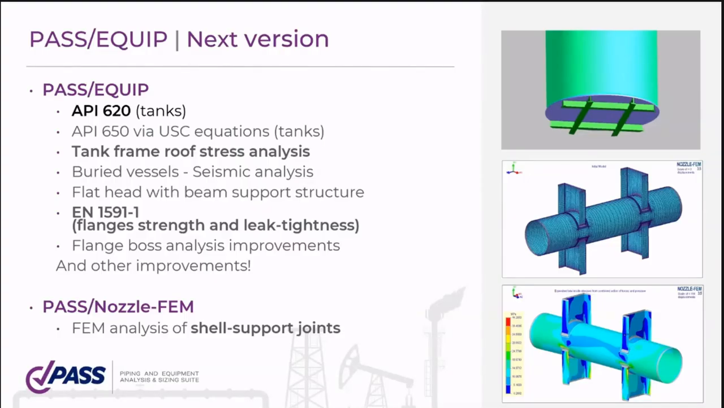And for Pass Nozzle FM, after the version which is actual now, where you can do several connections to shell with several nozzles and several beam elements and the influence to each other, we're going also to have FEM analysis of shell support joints, including different types of supports like saddle supports and lugs, legs, and so on. Well, some examples are on this picture.